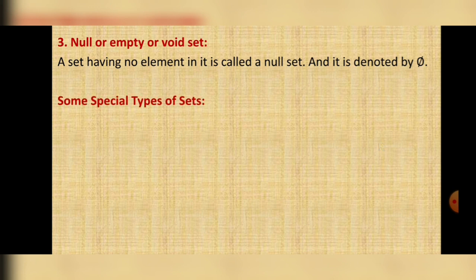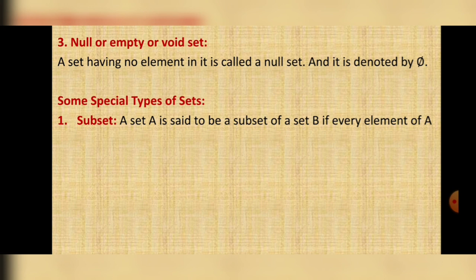Next, some special types of sets. The first one is subset. A set A is said to be a subset of a set B if every element of A is also an element of B.